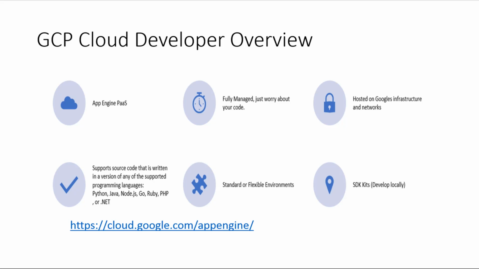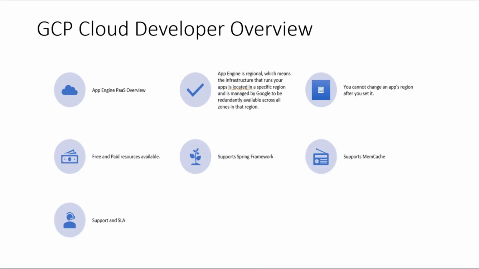And if we don't meet the requirements for standard, we could always use flexible, and we'll talk more about that as well. And then there is an SDK kit where you could develop locally. A demo is on that, of course, coming up. As far as App Engine, it's a regional service.